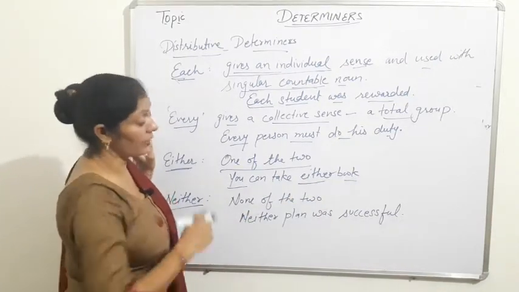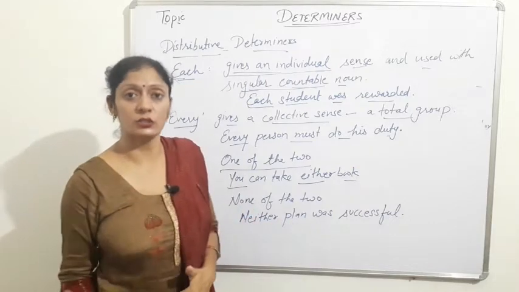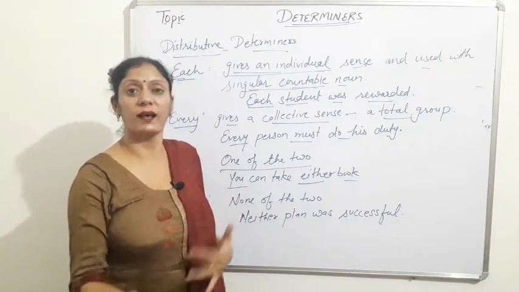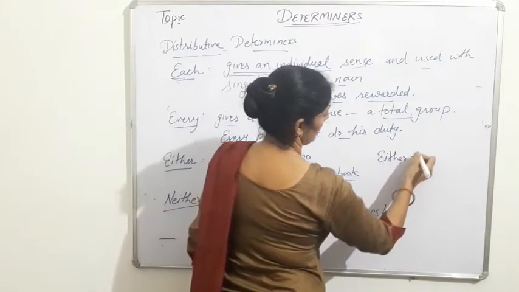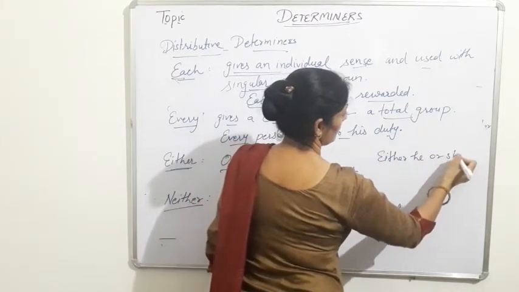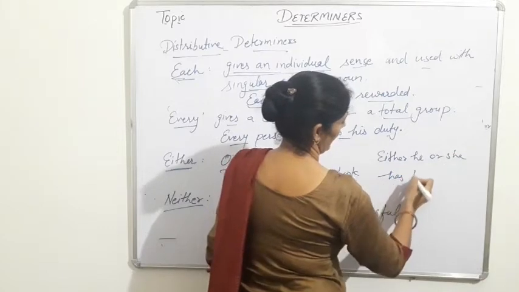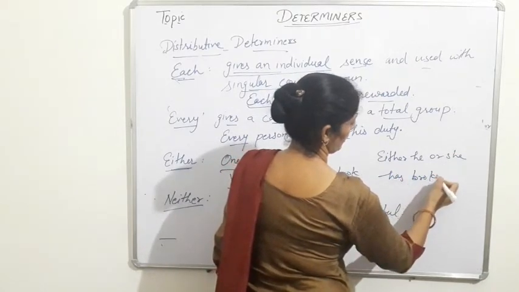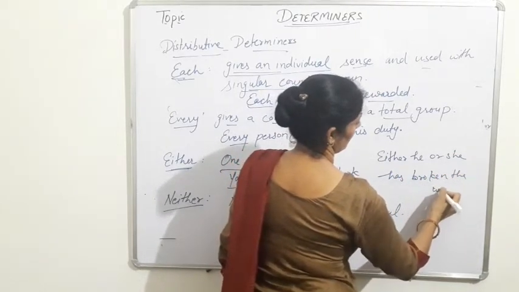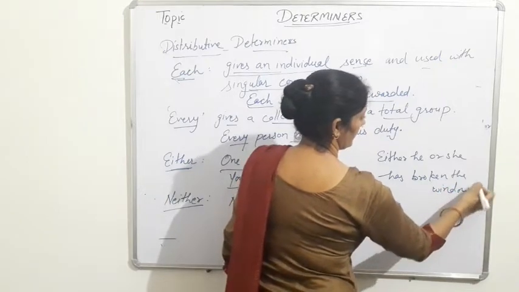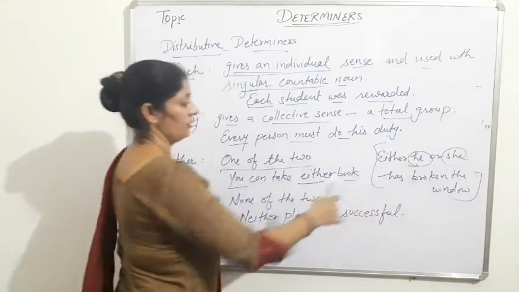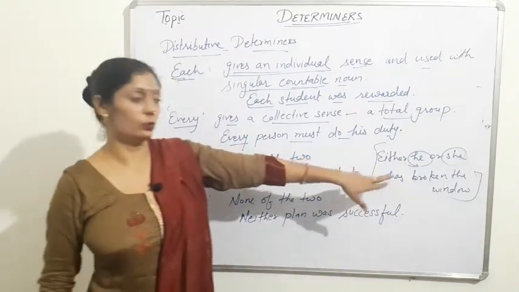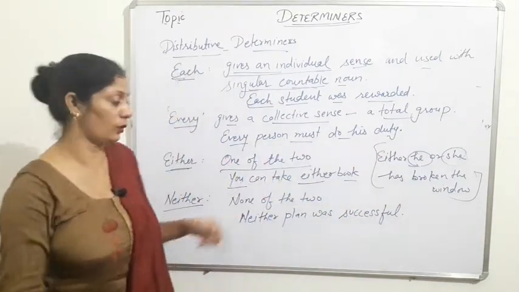Or we can also write it: either he or she has broken the window. See this, either he or she has broken the window. It means this one or this one. It means any one of the two, either he or she, any one of the two.